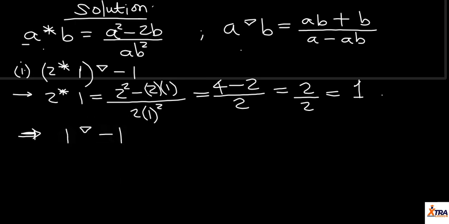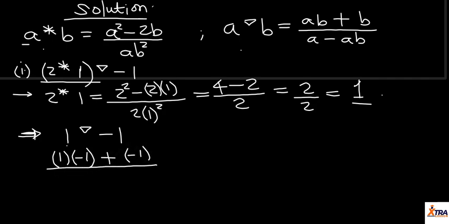That means everything that is here has been simplified to just 1. So instead of writing it like this, using the second operation, I can just break this down. So using the second operation, I know I can now say 1 operation minus 1. From the formula here, we have AB plus B, where our A is 1 and our B is minus 1. I'll be having 1 times minus 1, that is AB, plus B, our B here is minus 1, over A. A is 1 minus AB. A is 1 and B is minus 1.